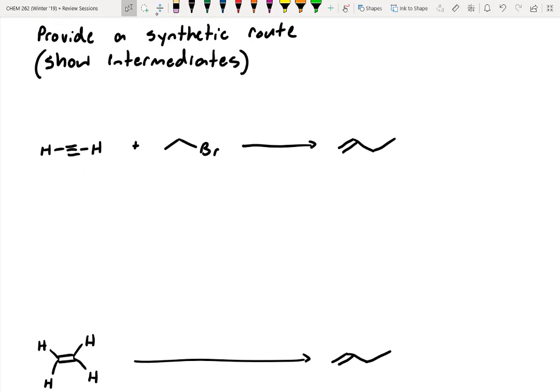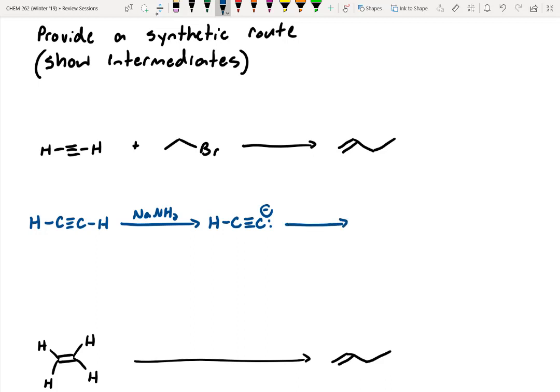Yeah, so first thing we need to do is to deprotonate our alkyne. Right, so if we've got this alkyne, we can treat it with sodium amide. That will deprotonate one of those terminal protons, and we'll make an acetylide ion with a negative charge. And then in your next step, you can treat this with your ethyl bromide and do an SN2 reaction, right?